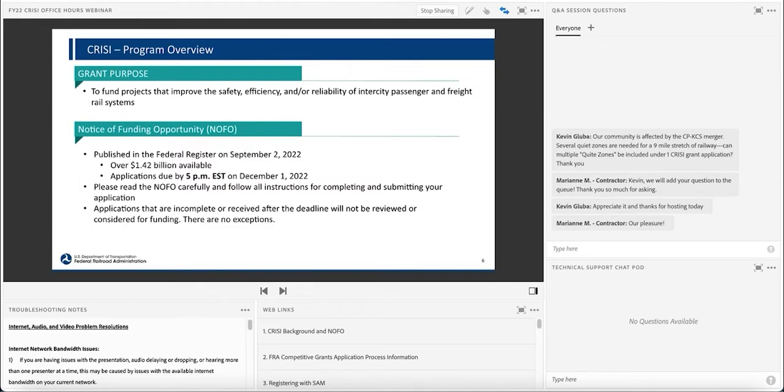Applications are due by 5 p.m. on December 1st, 2022. There will be no exceptions for late or incomplete applications. So please read the NOFO carefully and follow all of the submission instructions for completing and submitting your application.